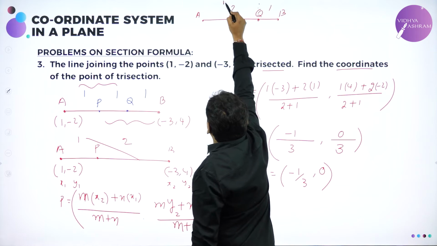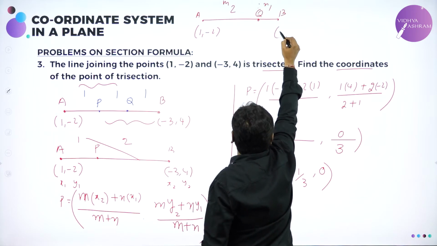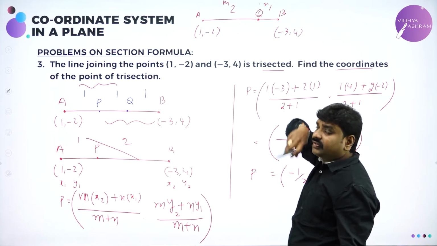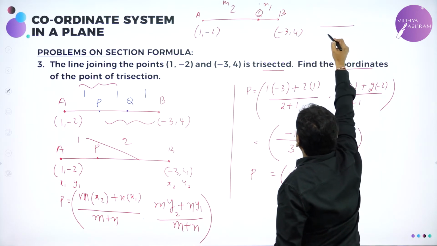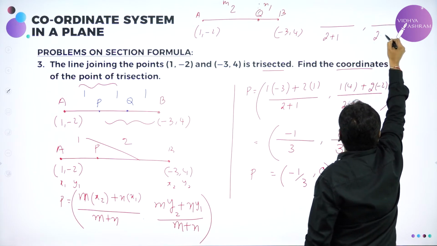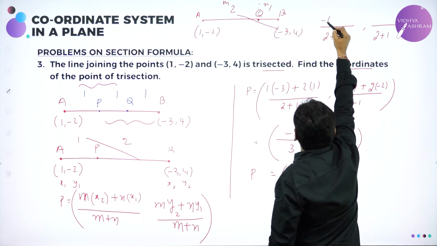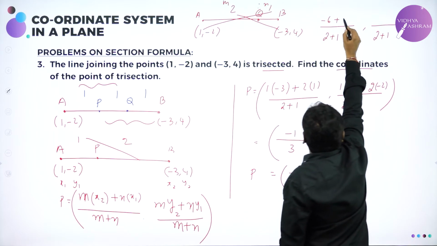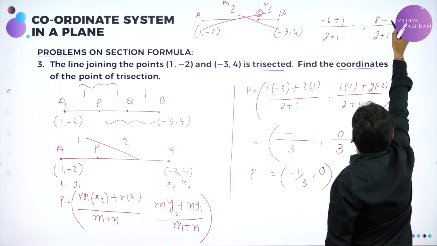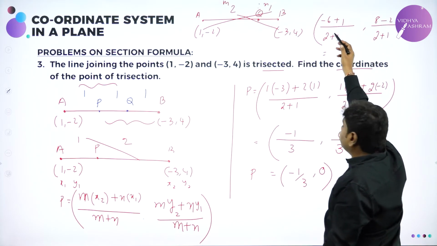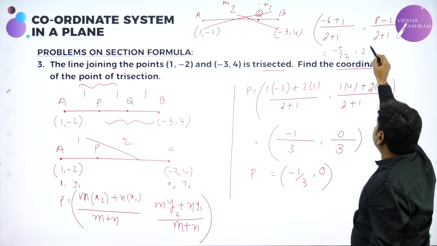So now this is M, this is N, and A and B. What is A? 1, minus 2. What is B? Minus 3, 4. Use the section formula directly. So 2 plus 1, again 2 plus 1. Numerator: mx2 means, this is M, 2 into minus 3, minus 6, plus 1 into 1, that is 1. Again 2 into 4, 8, and 1 into minus 2, minus 2. Simplify this. You will get minus 6 plus 1 is minus 5 by 3, and 6 by 3 becomes 2.